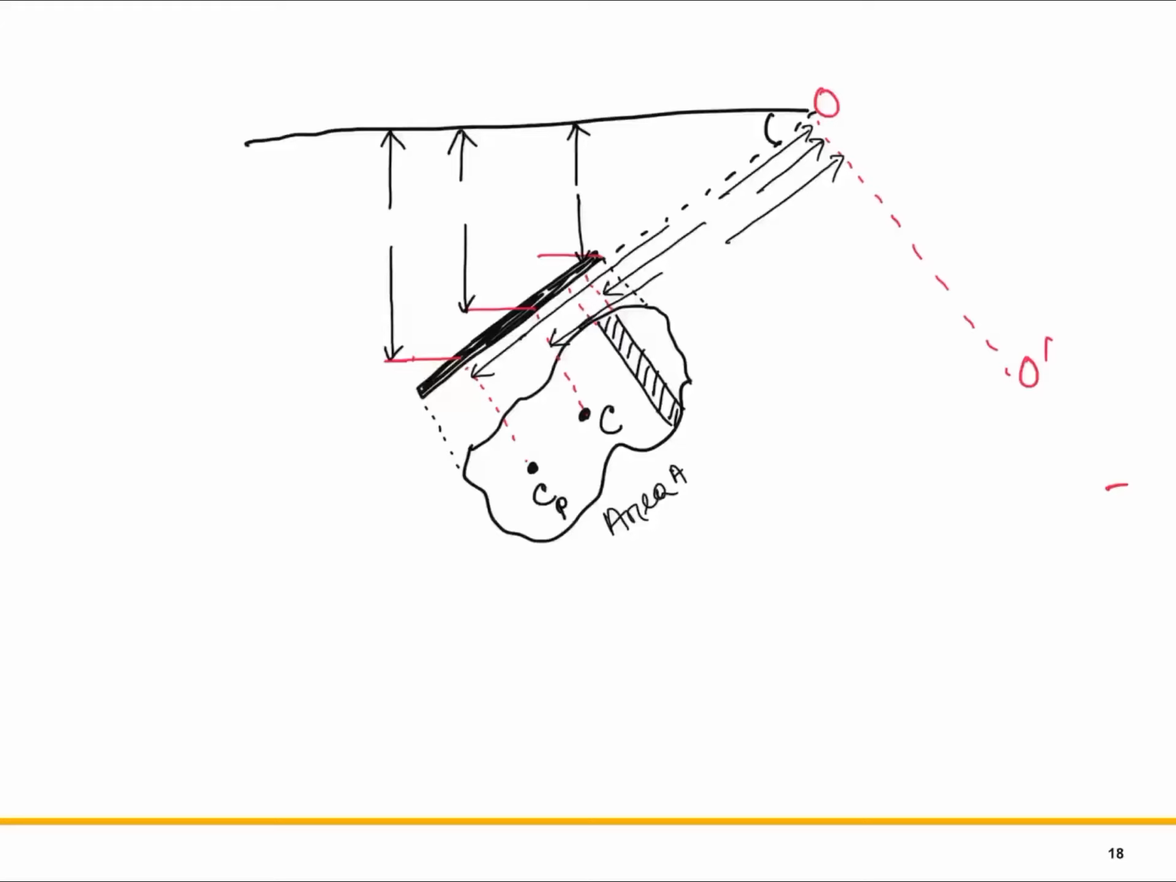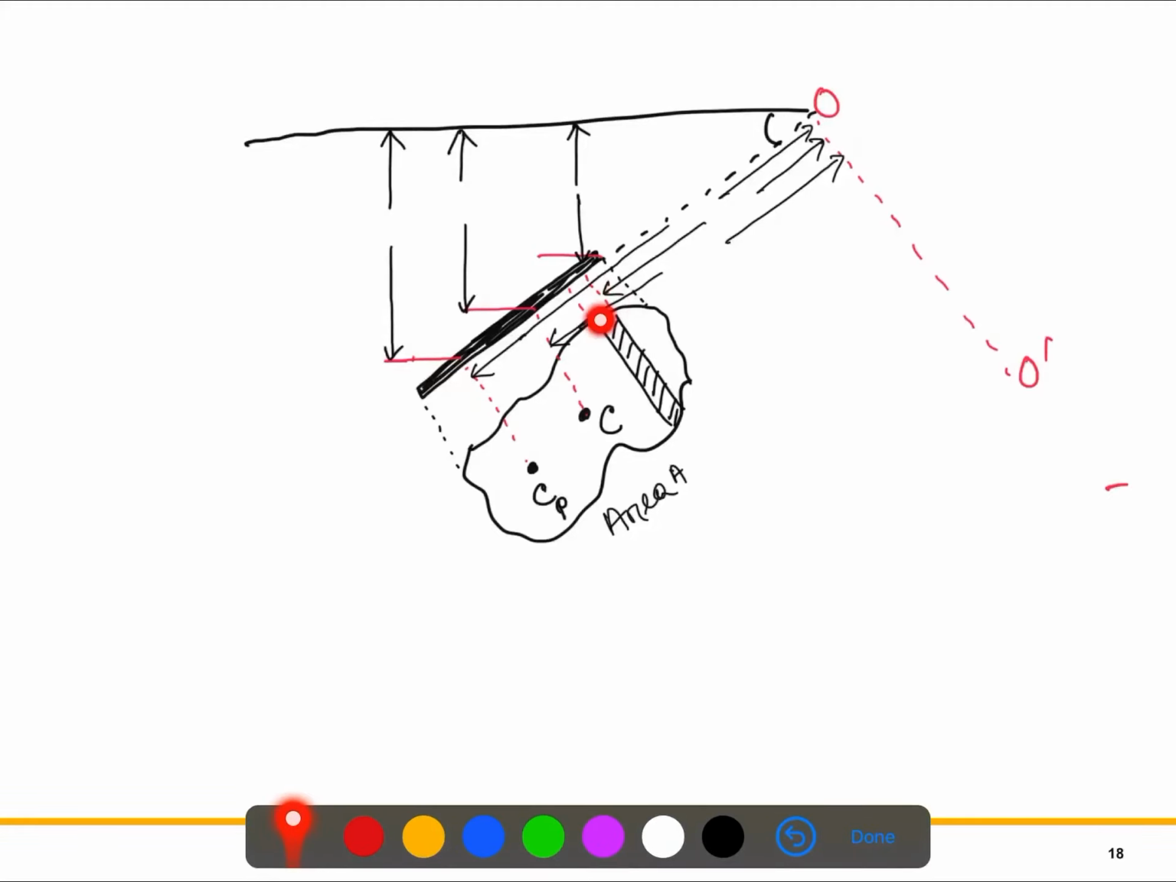Hydrostatic force on plane surfaces. So this is a submerged plane surface. You can see here, this is a submerged plane surface. We actually need to analyze the hydrostatic forces which are acting on this surface.